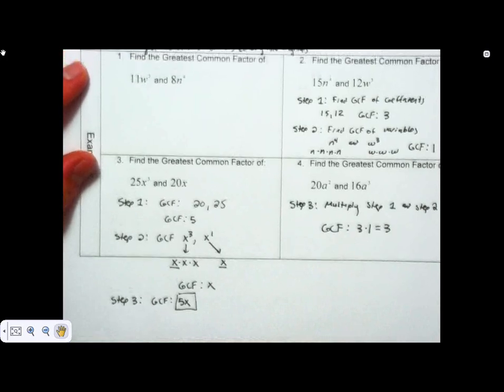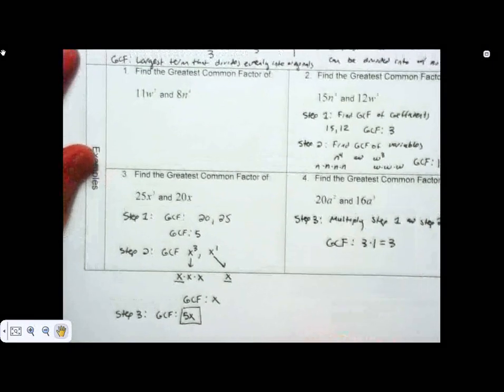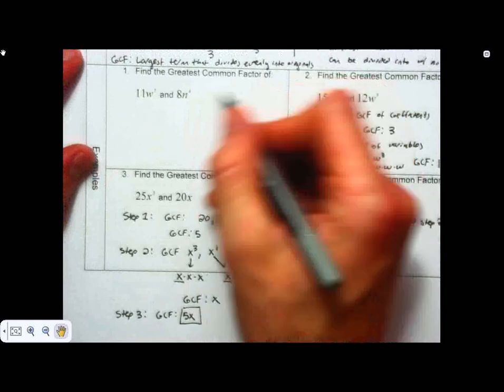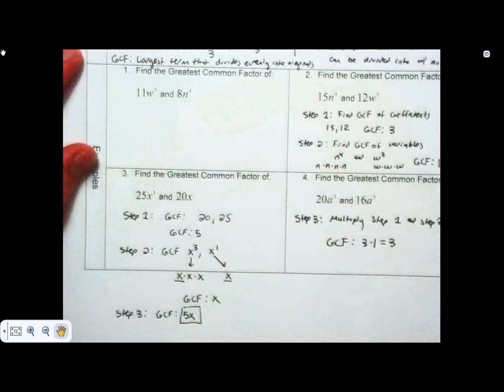Okay, let's go back to number 1 now, which is finding the greatest common factor of 11w to the third and 8n to the fourth. I want you to try this one, realize that it's a little tricky, pause the video, and then restart after you've given it a try.